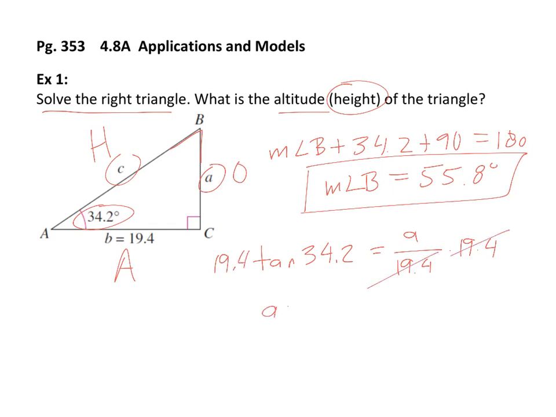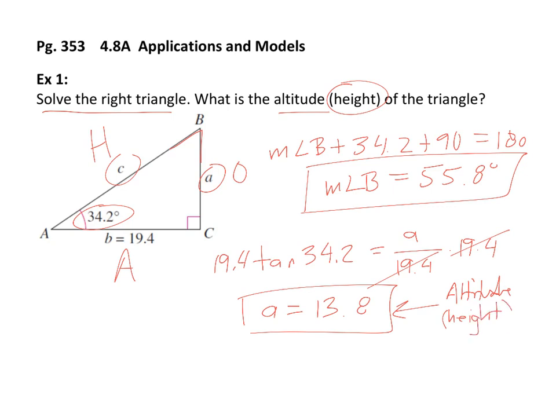A is equal to, working this out on your calculator, make sure your calculator is in degree mode, 13.8. And this actually represents your altitude, or in other words, your height.